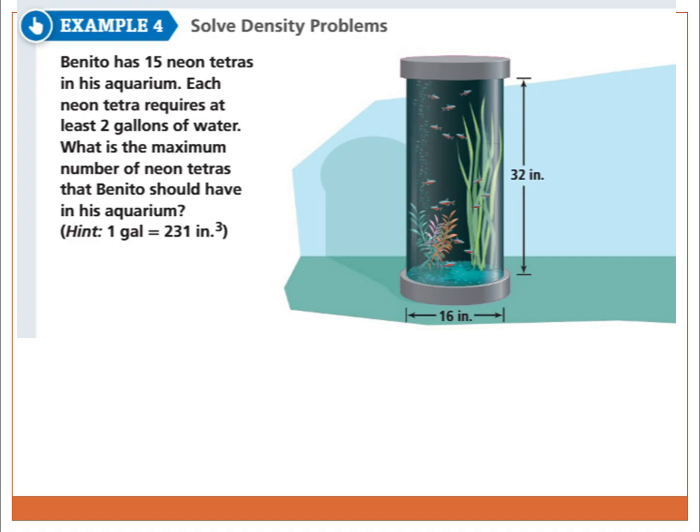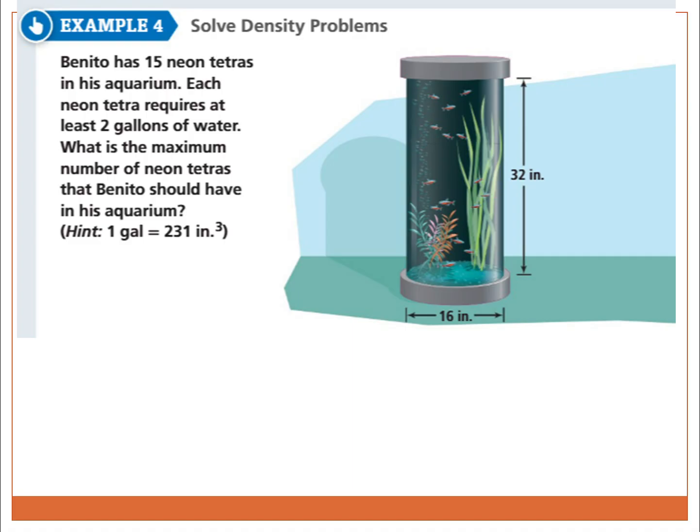Now, he said Benito has 15 neon tetras in his aquarium. Each neon tetra requires at least 2 gallons of water. What is the maximum number of neon tetras that Benito should have in his aquarium? Okay, so what shall I do here? We are going to find the volume of the big aquarium. And also pay attention that a gallon equals 231 cubic inches. So pay attention that I'm going to use that one.